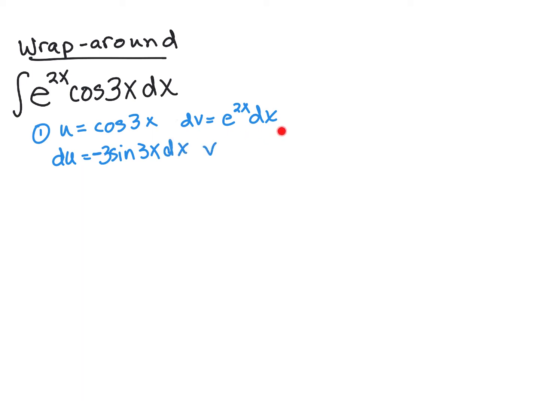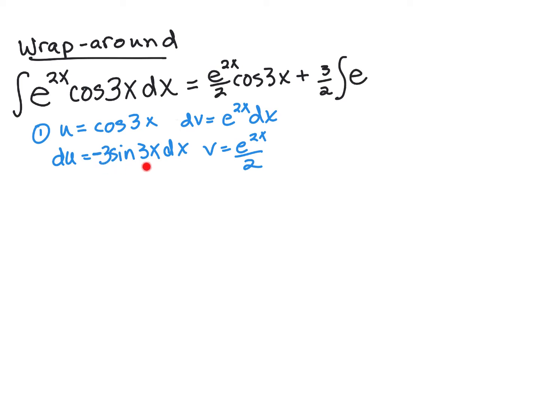Integrate, don't forget the dx. Integrate e to the 2x, I get e to the 2x over 2. So plug that in. I'm going to get u times v, which will be e to the 2x times cosine of 3x all over 2, minus the integral of v du. So minus a negative is plus 3 over 2, e to the 2x sine 3x.